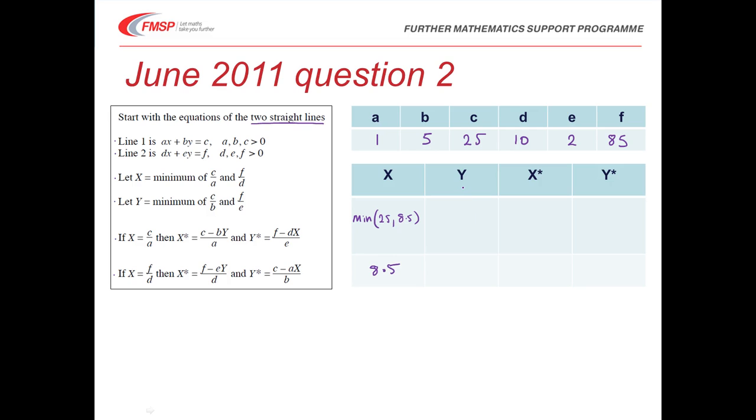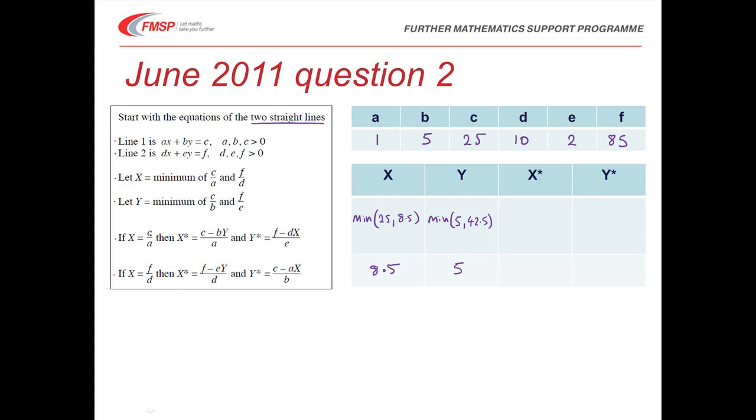Okay, let's carry on with y. Let y be the minimum of c over b, 25 over 5, and f over e, 85 over 2. 25 divided by 5 is 5. And 85 over 2 is 42.5. Which is the smaller of those? 5. Good. On to the next part.